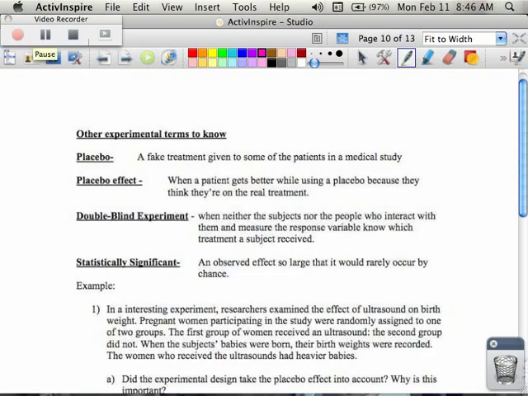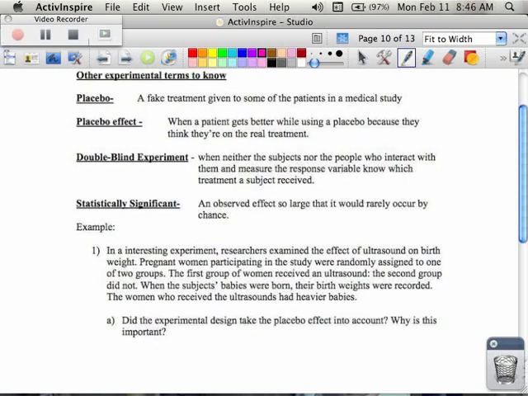Okay, so in this last slide for today, some other experimental terms that you should know. A placebo is a fake treatment. So sometimes they talk about taking aspirin to get rid of a headache. But maybe it's not just the aspirin. Maybe you drink lots of water, you lie down in a dark room, and you're good to go. So it's kind of like being a control group treatment, the placebo. The placebo effect is when a patient gets better using a placebo because they believe that they actually received the treatment.